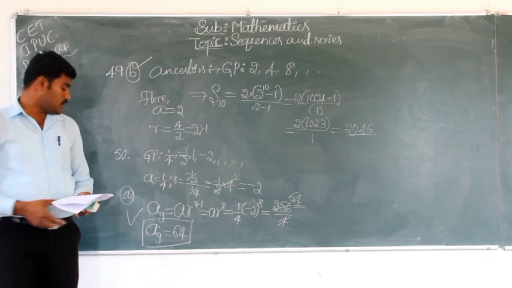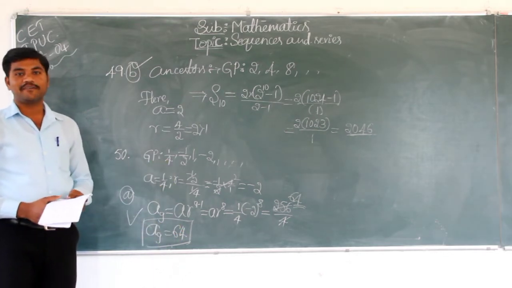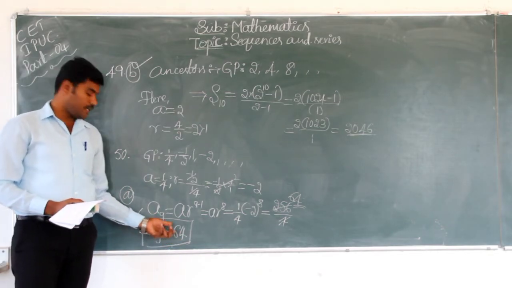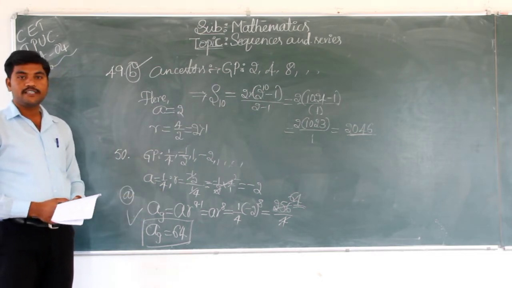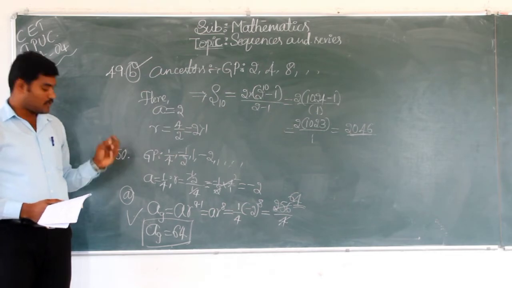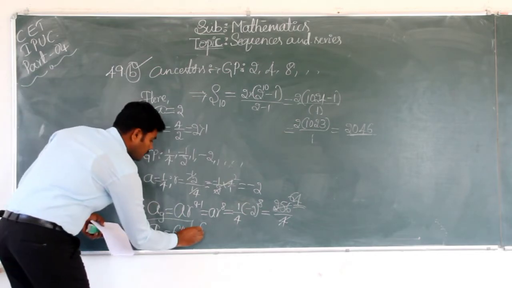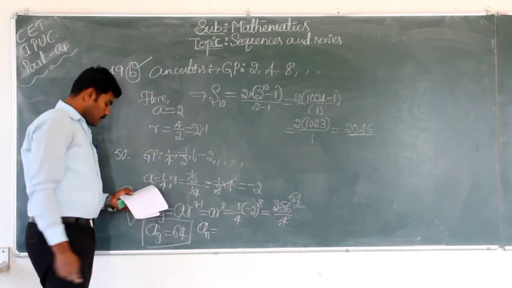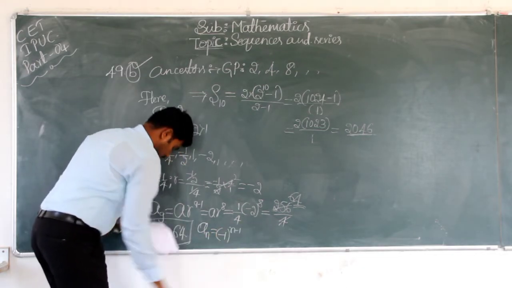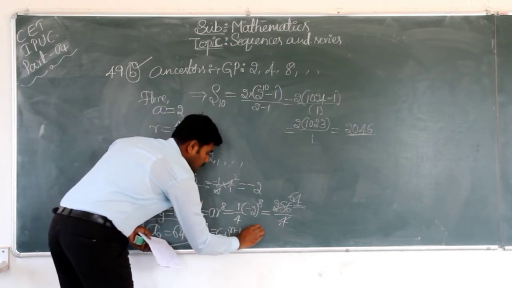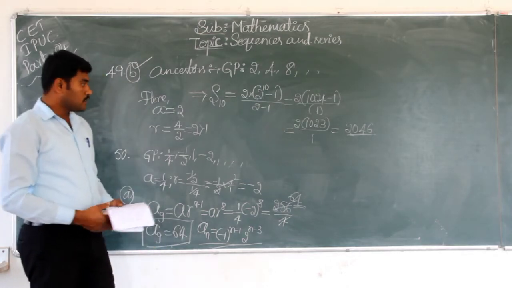Suppose two options give 64 for the 9th term, then you are going to find the general term. Here, only one option, option A, gives 64 as the 9th term. Therefore no need to find the general term. In CET you have to save time here. The general term an becomes, in the option, minus 1 to the power of n minus 1 and 2 to the power of n minus 1. If you substitute n is equal to 9, you will get the same answer. If you want, check it.